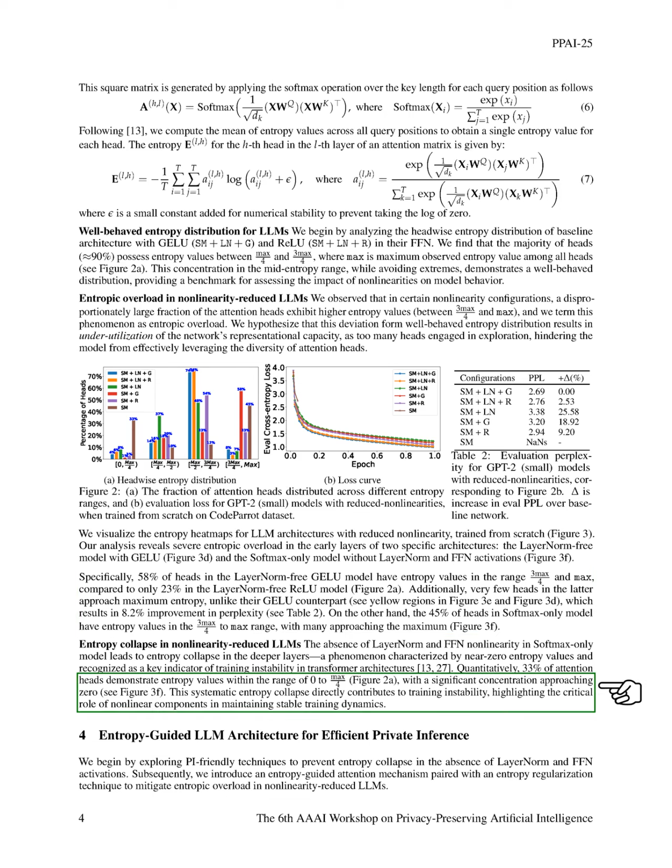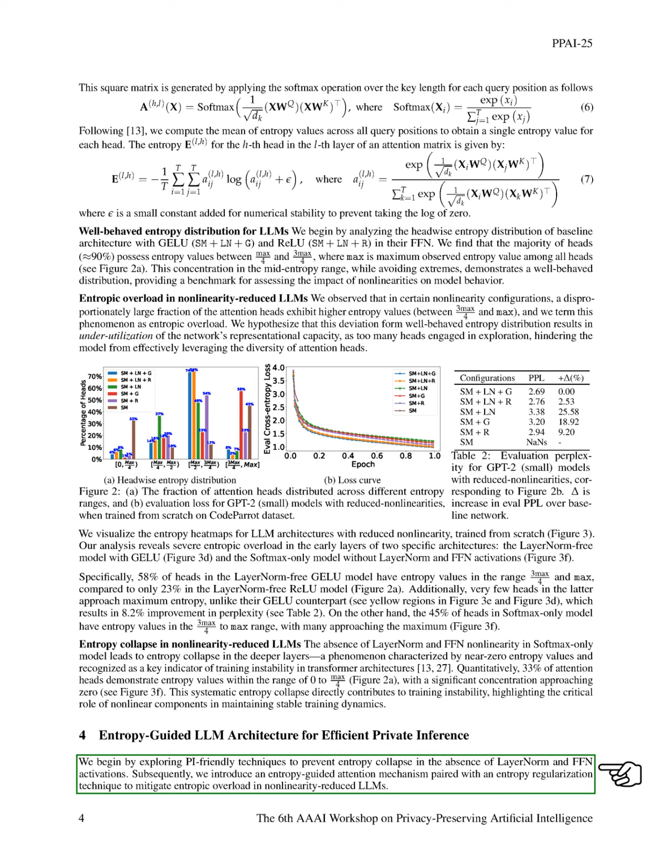About 33% of attention heads show entropy values close to zero, contributing to this instability and highlighting the importance of nonlinear components for stable training. To address these issues, we explore techniques to prevent entropy collapse without layer norm and FFN activations. We introduce an entropy-guided attention mechanism along with an entropy regularization technique to manage entropic overload in models with reduced nonlinearity.